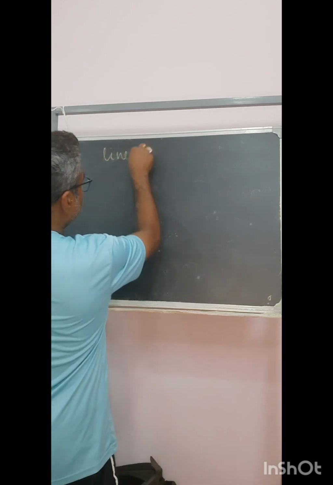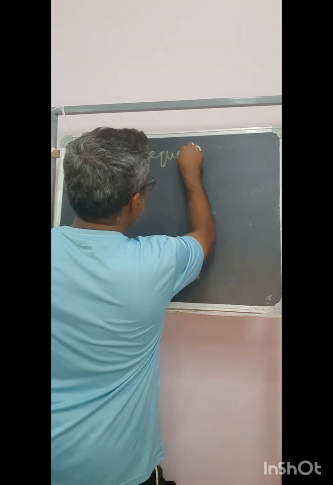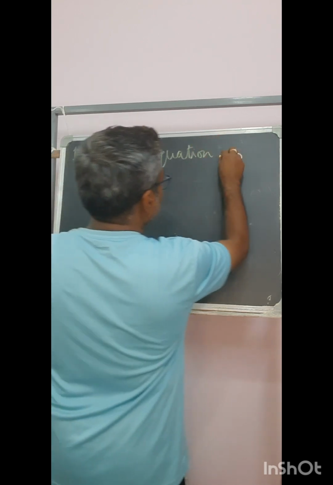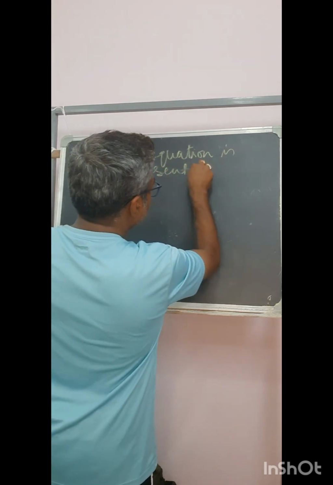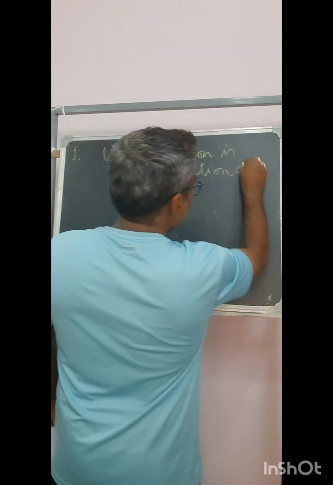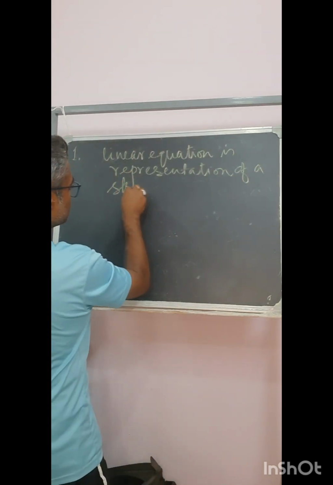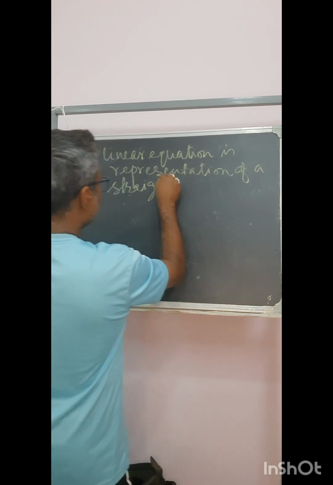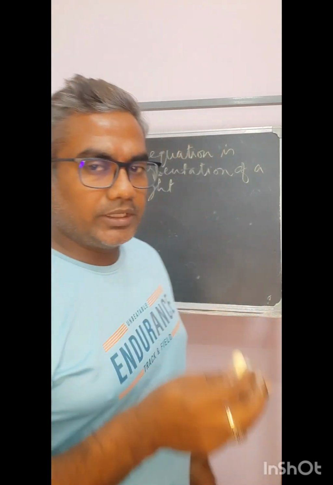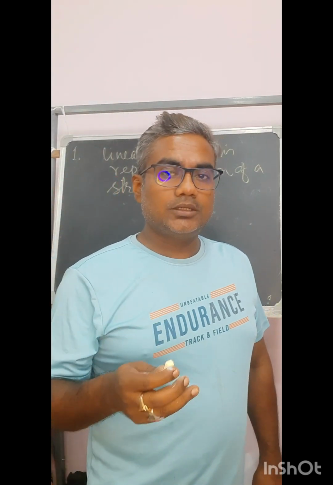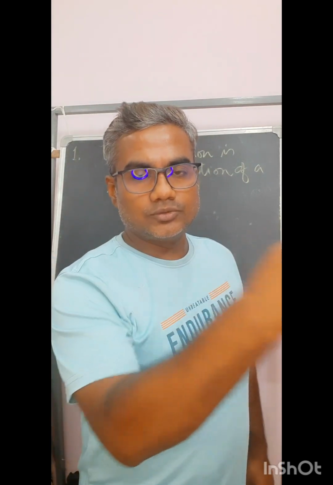So a linear equation is a representation of a straight line. This straight line may have two variables, and those variables may signify different physical quantities, just like price to weight and all that.